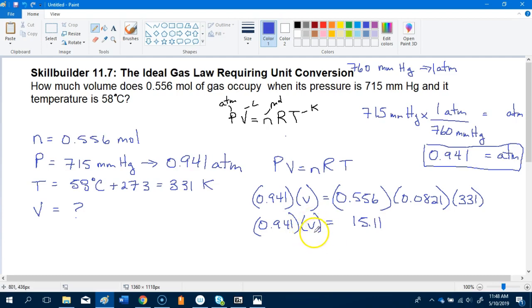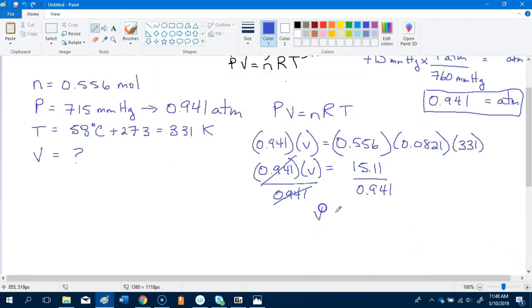Now I want to isolate my volume on this side by bringing the 0.941 over to the other side, and to do that I do the opposite operation. So if I'm multiplying here, I'm going to divide by 0.941. That cancels out. Whatever I do to that side, I also have to do to this side. So my volume is going to be 15.11 divided by 0.941, which is 16.1 liters, which is my final answer.